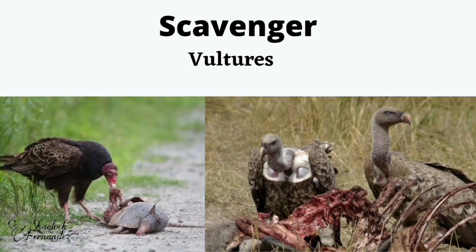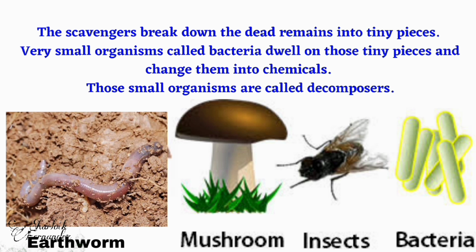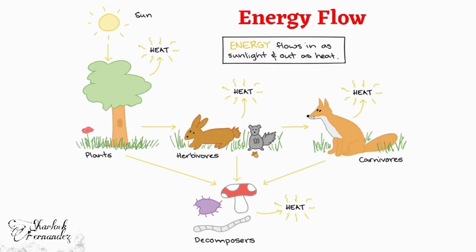If these animals had not eaten the dead remains, the earth would have been covered with dead bodies and garbage. The scavengers break down the dead remains into tiny pieces. Very small organisms called bacteria dwell on those tiny pieces and change them into chemicals. Those small organisms are called decomposers. We have examples: earthworm, mushroom, insects, bacteria, fungi, and many others.